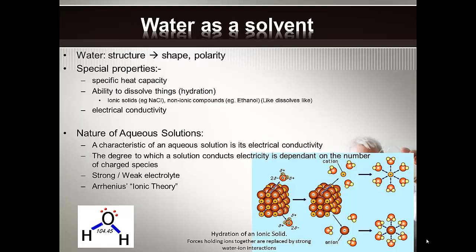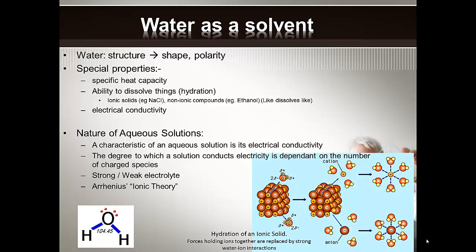Its ability to dissolve things is unique because the molecules are so small, it's able to dissolve ionic solids, okay, and also non-ionic compounds as well. So ethanol, for example, if it's polar, it will dissolve in water as well. And, well, pure water, you may have learnt previously, has a very low electrical conductivity, which increases sharply if you dissolve, say, an ionic solid like sodium chloride, you'll actually get an increase in your electrical conductivity.